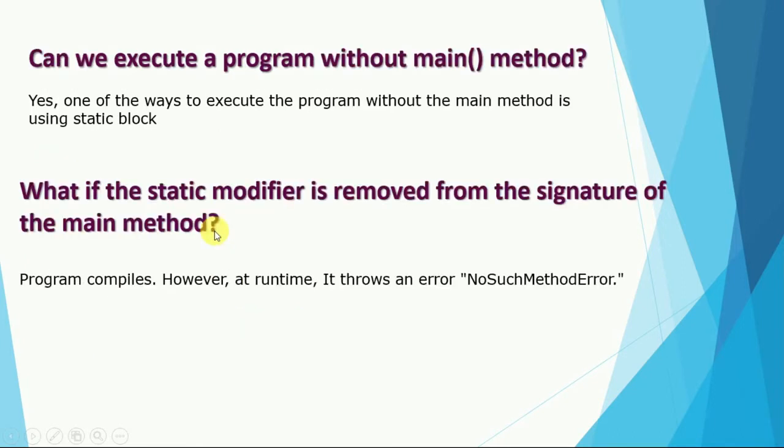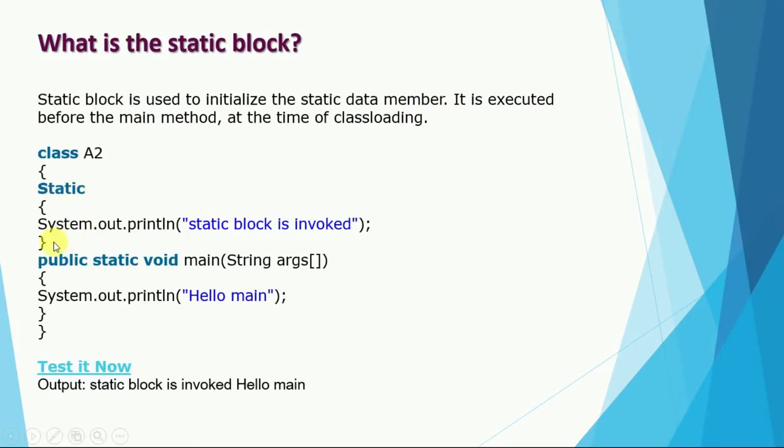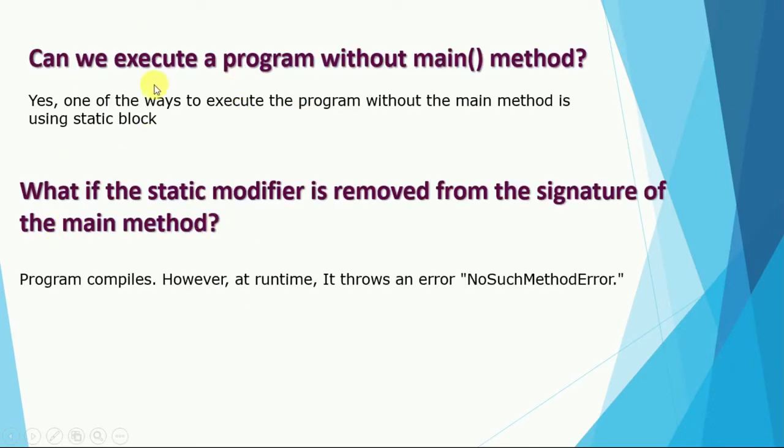Okay, so can we execute a program without a main method? Yes, one of the ways to execute a program without the main method is by using a static block, which we already discussed. Next, what if the static modifier is removed from the signature of the main method? The program compiles. However, at runtime it throws a NoSuchMethodError, but the program compiles.